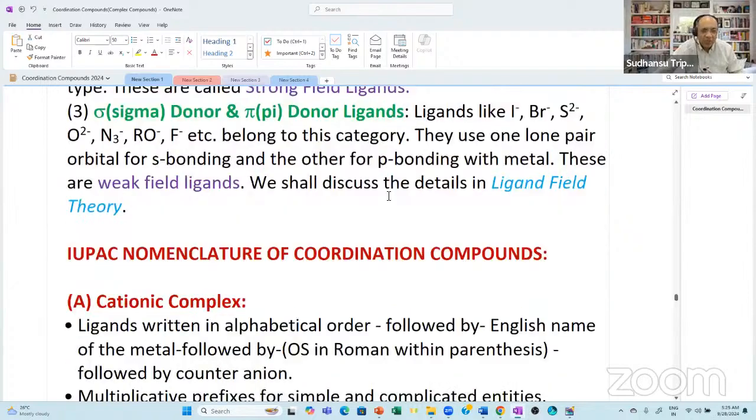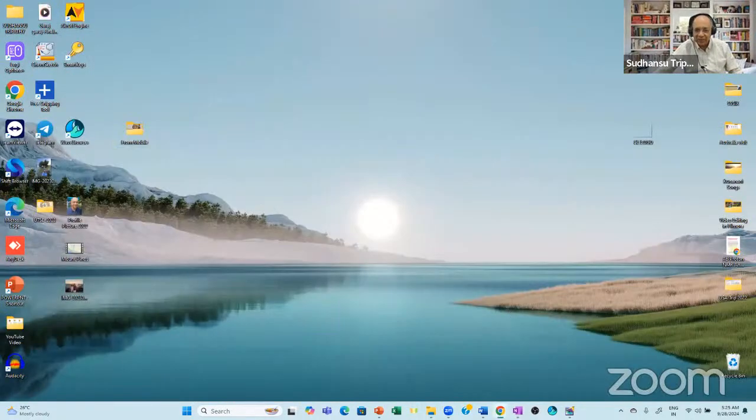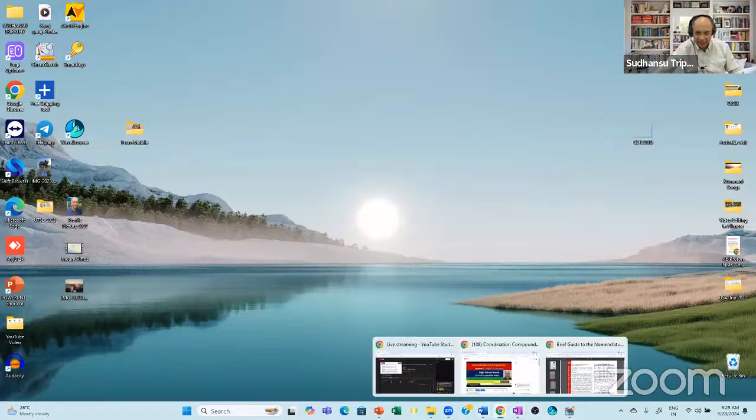So with this, we will go for the nomenclature. We shall be writing now something. You guys make ready to go for a vigorous writing.